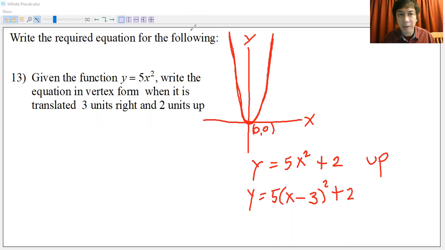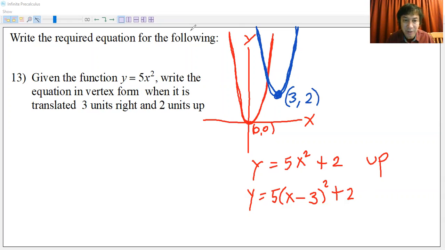The curve will be moving to the right and then lifted up by 2 units. So it will be like this. There. Okay. Moving to the right by 3 and moving up by 2. It's like that. All right. And so it will be at the vertex 3, 2. So the vertex here is 3, 2.